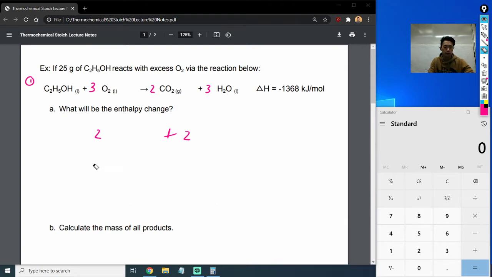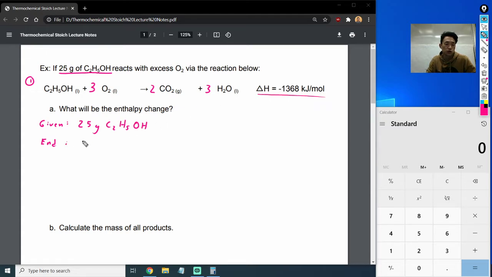Okay, next what we're going to have to do is we're going to have to calculate the enthalpy change. In order to calculate the enthalpy change, first we got to figure out our given and our end. So for our given, we start off with 25 grams of C2H5OH. Okay, so I'm going to write 25 grams of C2H5OH. We know that we're working with excess O2, so we're not going to have to worry about that. And for our end, since we're looking for the enthalpy change, we're going to be looking for the change in kilojoules. So our ending is going to be in kilojoules.